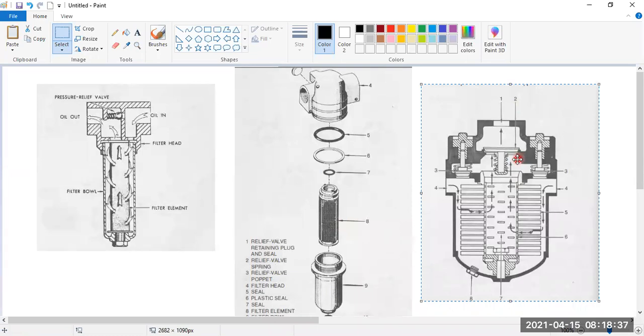What DGCA will ask you. This is the cartridge, this is the screen, this is the screen disc. So the main DGCA question is filtering is done from outside to inside. Second DGCA question is there is a bypass valve to ensure that if the filter is clogged, it will open and it will still supply the oil in the downline.